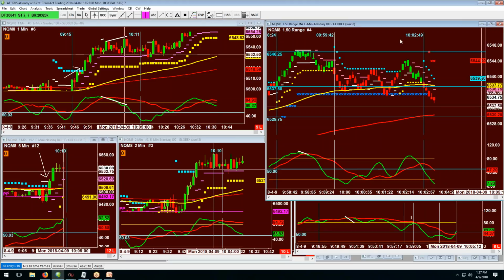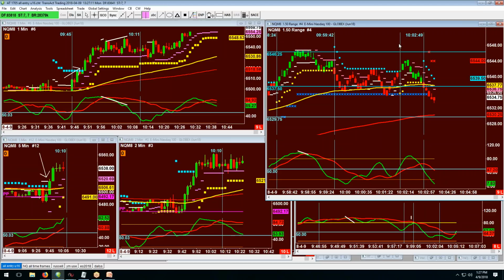Right here, where it closes above, you can see our green line is above the red, but on our filter chart, the green line is below the red, so I'm not interested in this as a buy.